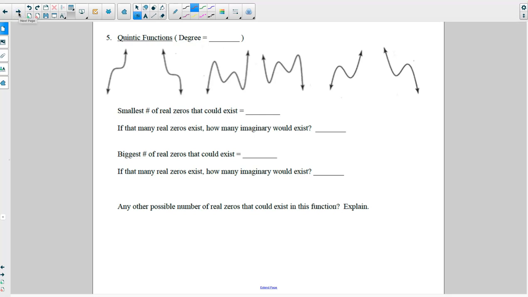Degree 5. I want you to try to answer this one. Write some stuff down. Then we'll talk about it together, but try to answer it. See if you can.